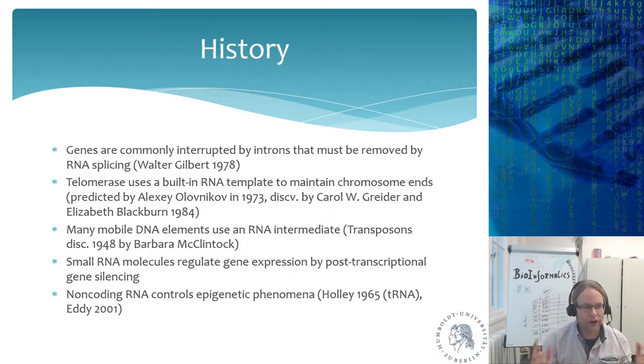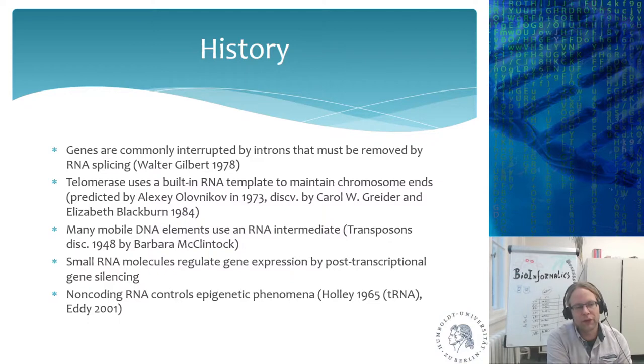So we already talked about Barbara McClintock's DNA elements, the jumping genes, the transposons. The transposons were discovered in 1948, but somewhere around 1970, people realized that many of these transposons actually use an RNA intermediate to jump around. So again, RNA, very important when we talk about transposons.